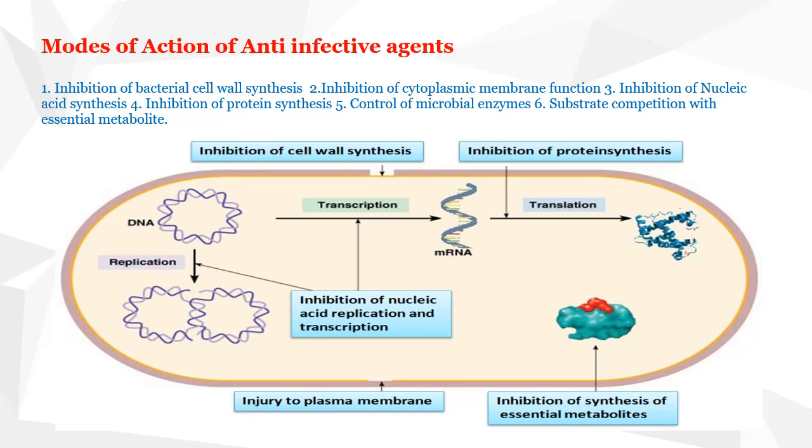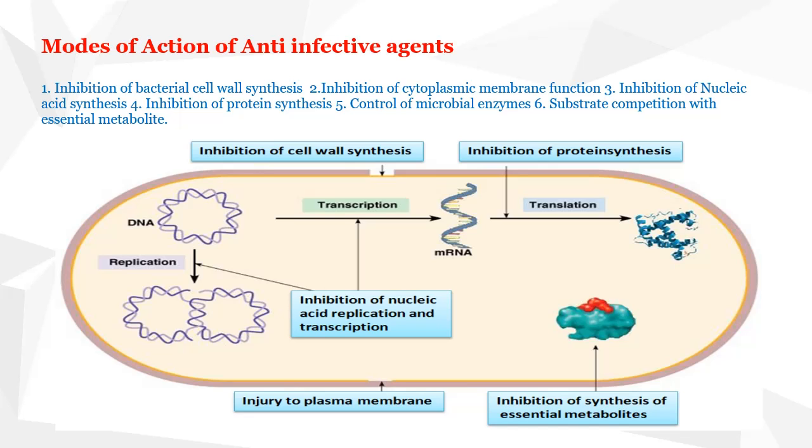Most of the antibiotics under a class called aminoglycosides, like streptomycin and gentamicin, inhibit the protein synthesis function. For example, streptomycin and gentamicin bind to the 30S subunit. Chloramphenicol binds to the 50S subunit and interferes with the function of these ribosomes. So that is how they inhibit protein synthesis.